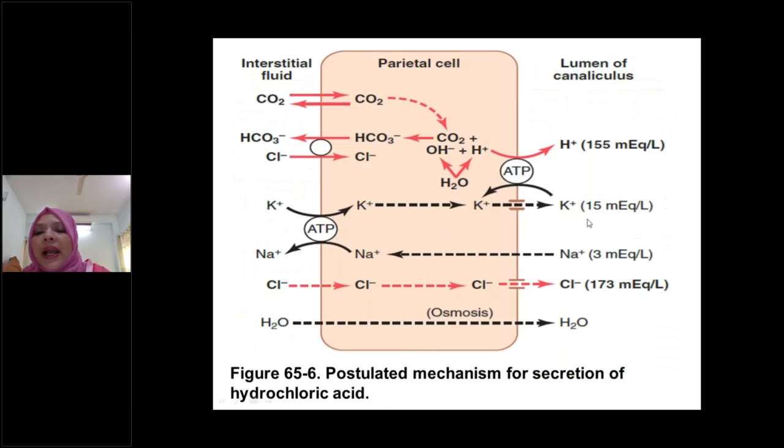See the figure from Guyton. Finally, 155 milliequivalent of hydrogen and chloride, that is 150 to 160. You can write here in the range 150 to 160 milliequivalent of hydrochloric acid per liter production occurs, and potassium, that is 15 milliequivalent of potassium chloride occurs, and also a minimum amount of sodium chloride production occurs according to Guyton.